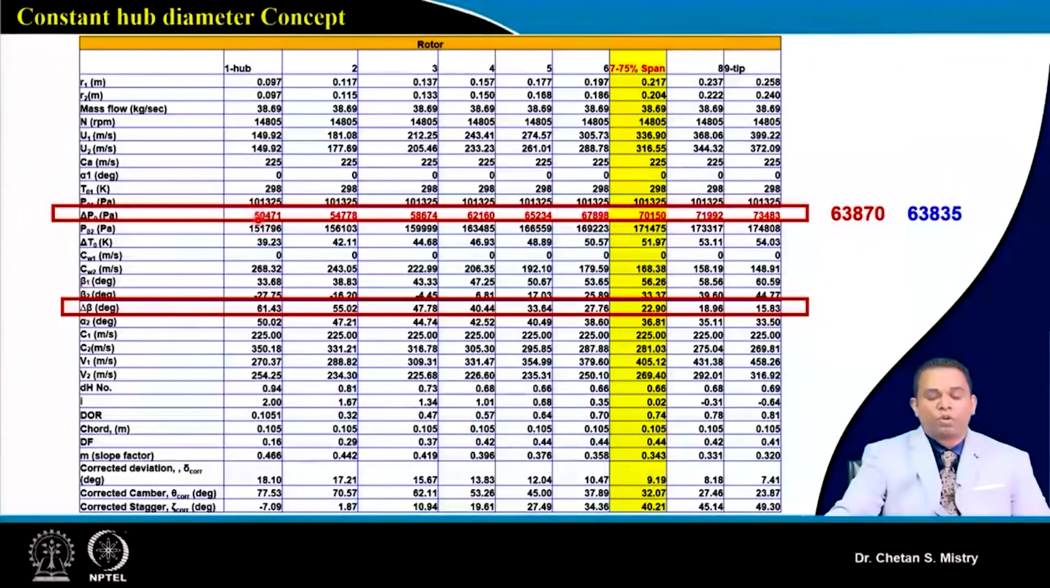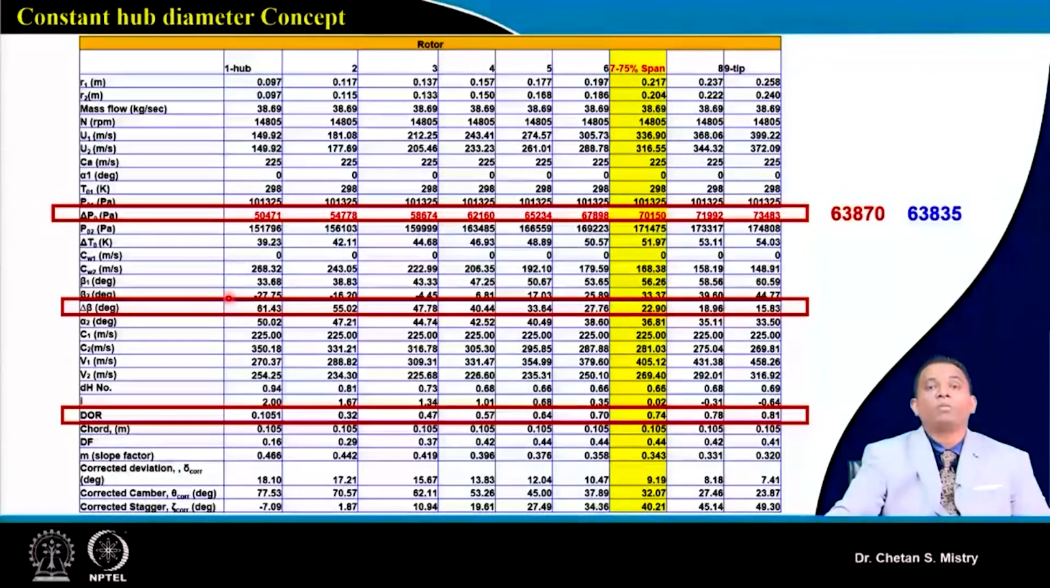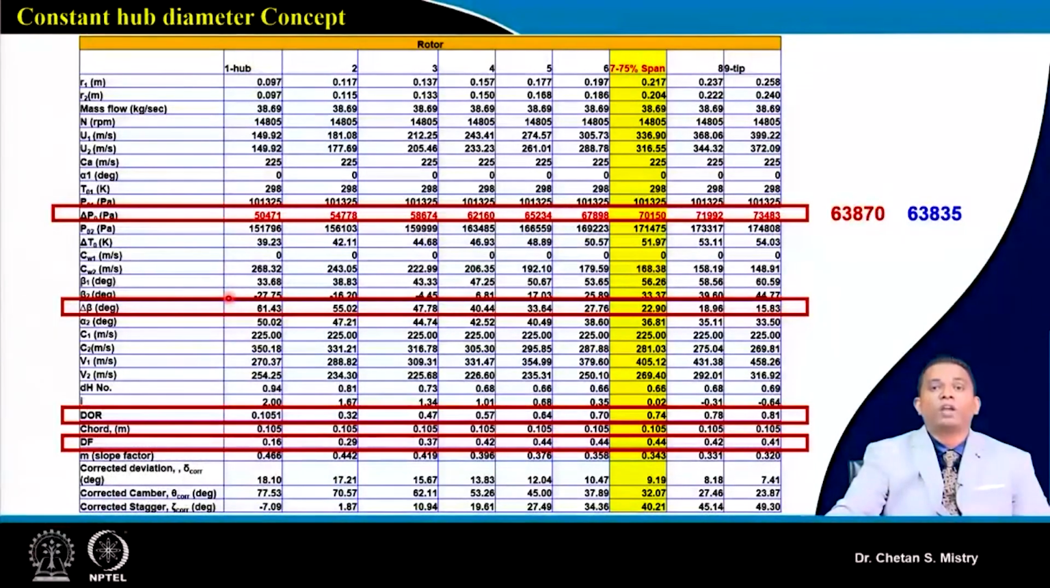So the very first parameter I look at will be my delta beta. The next parameter we keep an eye on is the degree of reaction. We also keep an eye on the diffusion factor, and next on the camber angle calculation. Once this gives satisfaction, we will do our design for the tip station.